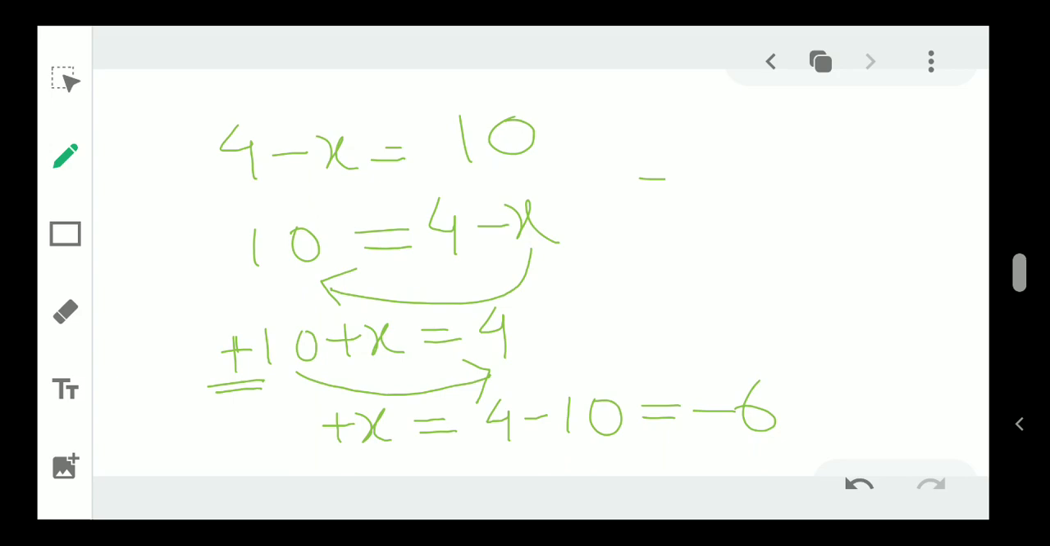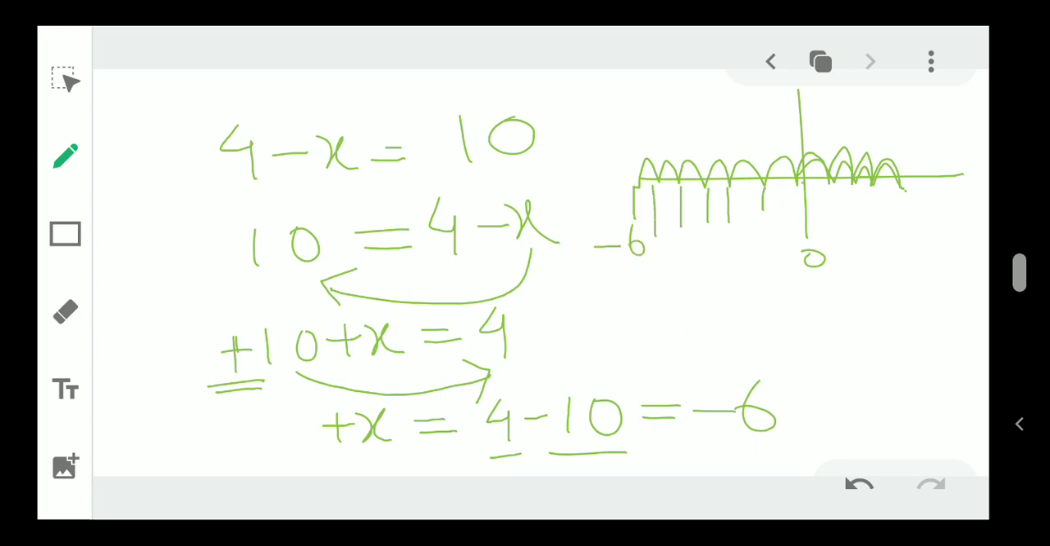What is minus 6? Simple thing. See, this is 0, 4 was 1 2 3 4, and now negative 10, that means to the left you have to go. 1 2 3 4 5 6 7 8 9 10. So if you come to 10, you count, this will be minus 1, minus 2, minus 3, minus 4, minus 5, minus 6, and that's why I have written minus 6. Okay, so these things we have to do.